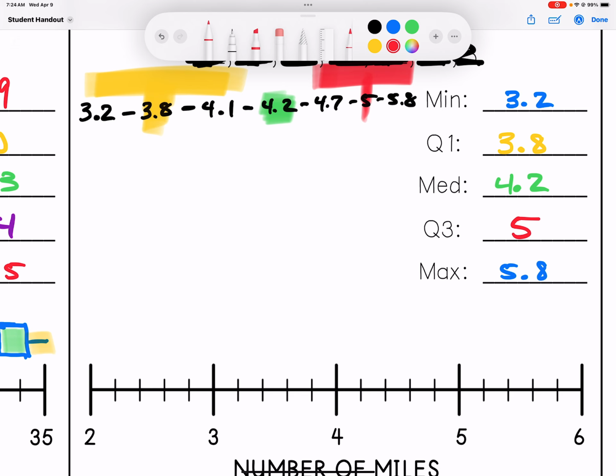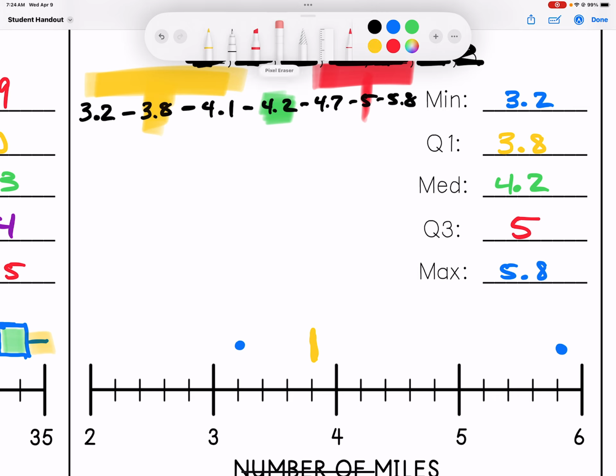Now, come down here, and the minimum is 3.2, so you're gonna go right here. The maximum is 5.8, which is right here. You can just put dots there for now. Now, Q1 is 3.8, so I'm gonna go to 3.8 and start my box. There it is.